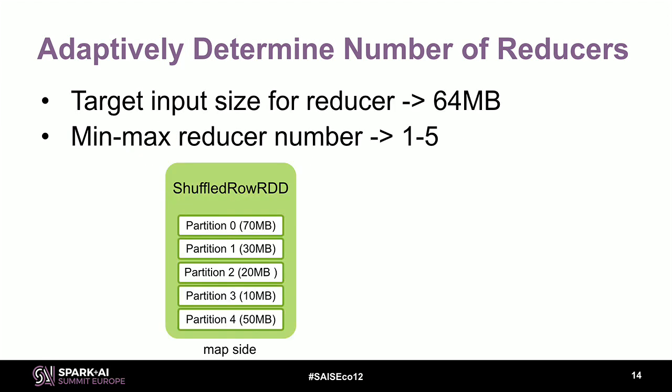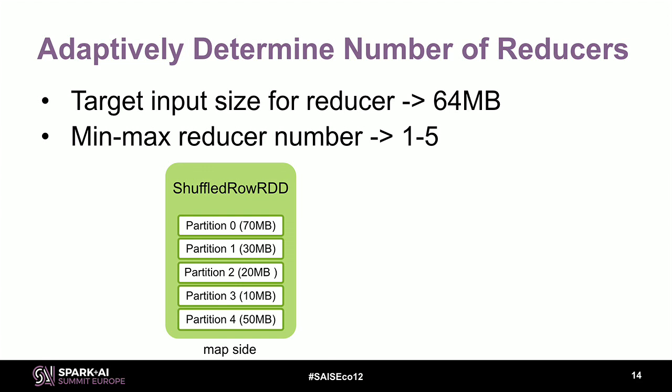A concrete example for adaptively determining the number of reducers at the shuffle reduce side. We set input size for reducer to 64 MB, min reducer number 1, max 5. Then on the map side, each map task will shuffle write 5 blocks because max reducer number is 5. Driver will aggregate the statistics sent by each mapper to get a total size of each partition. They are 70, 30, 20, 10, 50 megabytes respectively.